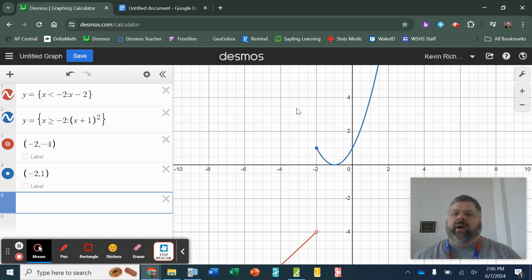There will not be any questions like 5 through 8, I believe, where it gave you the graph and asked you to write the function. Those are not on the exam, and in fact, I need to remove those from the review. But yeah, that's how you're going to be able to do those questions on the exam on Monday.